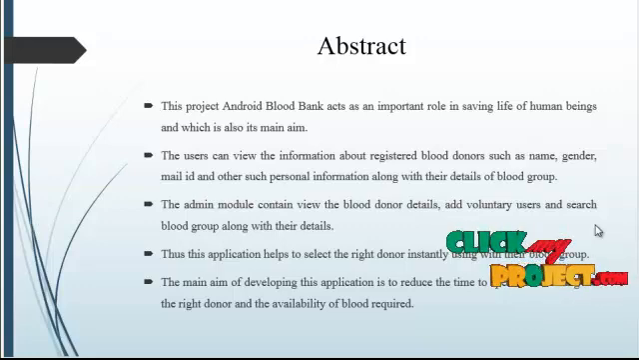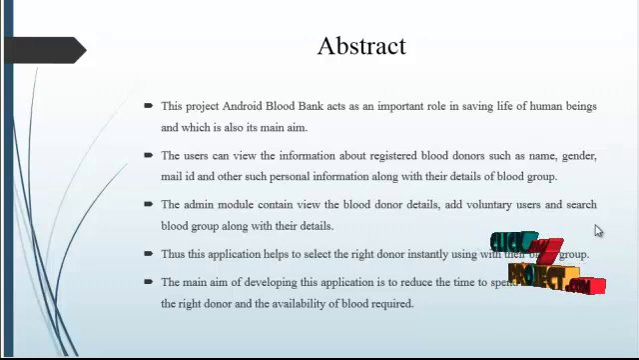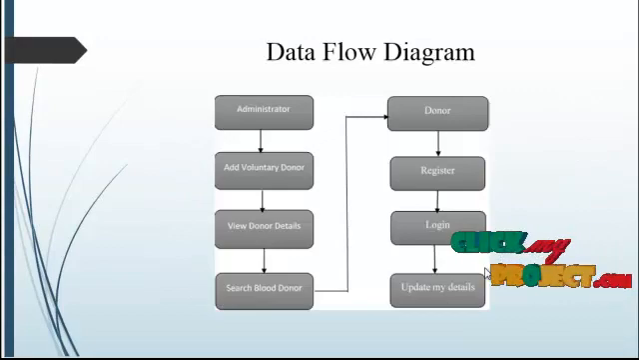Thus this application helps to select the right donor instantly using the blood group. The main aim of developing this application is to reduce the time spent searching for the right donor and the availability of blood group. Next one is the data flow diagram.